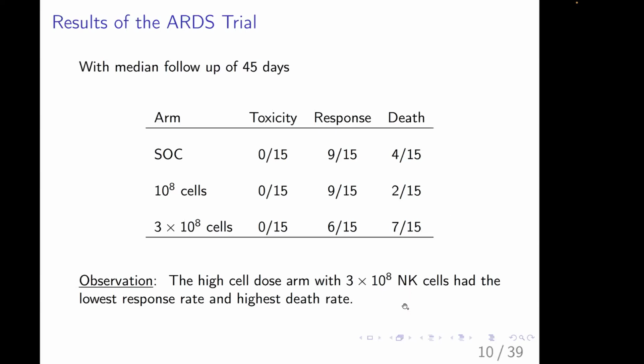So one observation about the final data is that the high cell dose arm with 3 times 10 to the 8 cells had the lowest response rate and the highest death rate. Well, they're small samples, so you can't overinterpret. And going over these data with the investigators, they were constantly overinterpreting the results and acting like the 15 was 150. And I would argue with them on a daily basis not to do that. Anyway, there's a paper on this published.